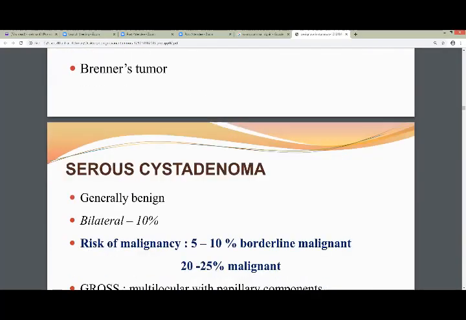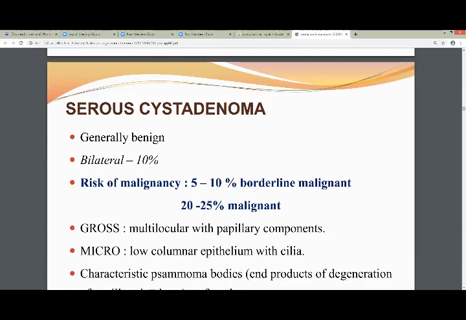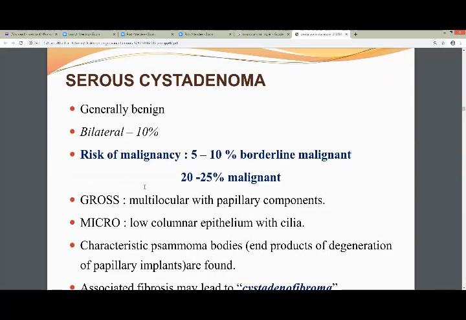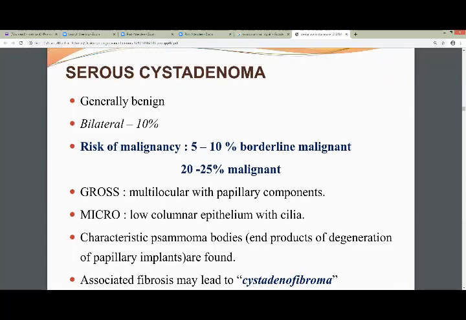For the serous cyst adenoma, these are generally benign, bilateral only 10% of the cases. Risk of malignancy is around only 5 to 10%. And what is the gross appearance? They are multilocular with papillary components, often, not in all the cases. Psammoma bodies can be present histologically, and they are associated with fibrosis and may lead to cyst adenofibroma. So they are serous cyst adenoma.